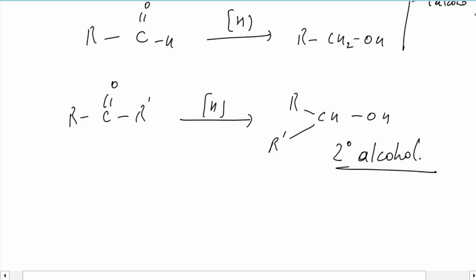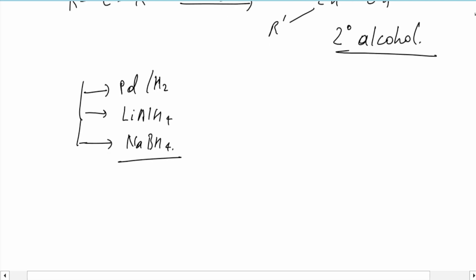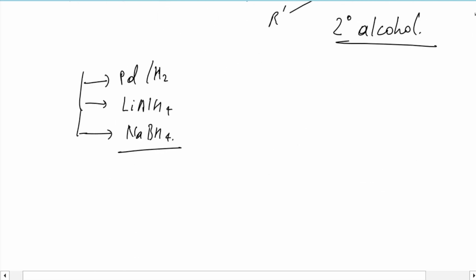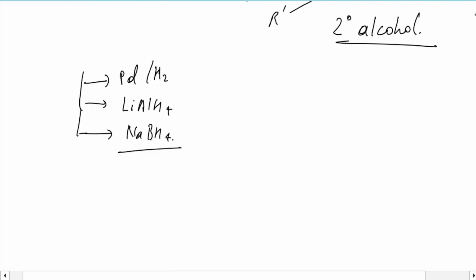Okay. The reagents used here will be platinum in the presence of hydrogen, LiAlH4, or NaBH4. Okay. Next to this is by Grignard's reagent. Okay, so these I have written in the decreasing order of their reducing power. The most reducing is platinum in the presence of hydrogen. Next LiAlH4, NaBH4.